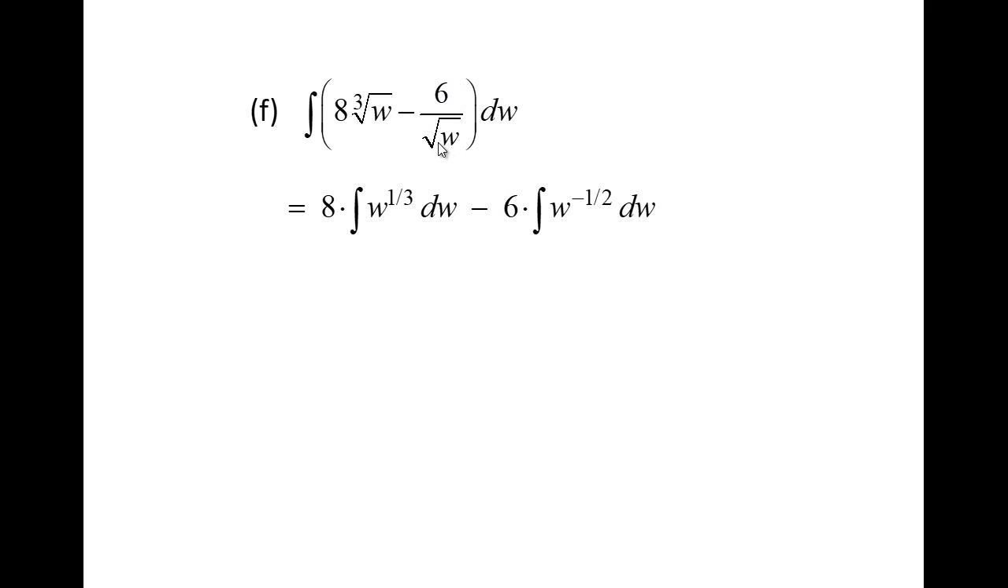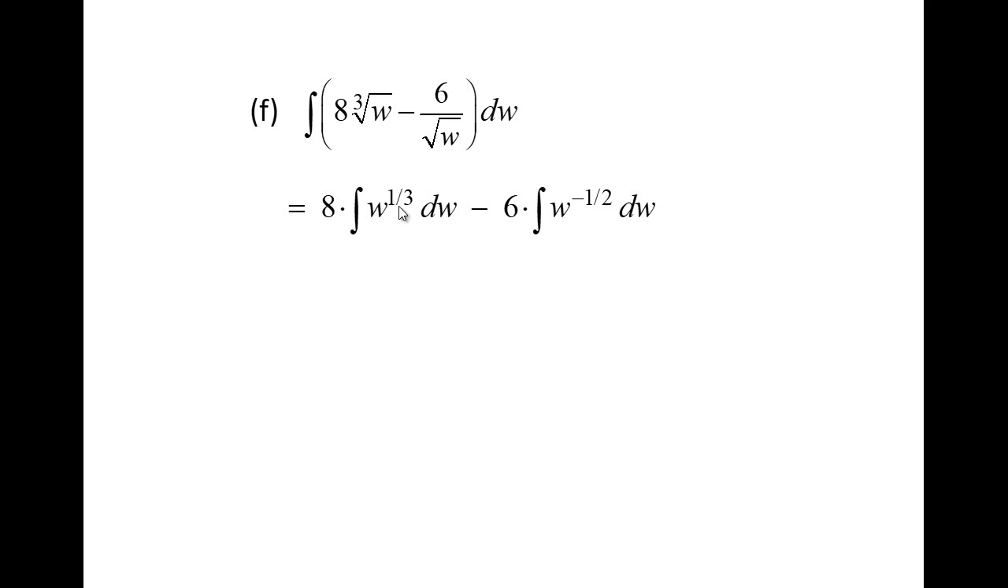And then root of w is the same as w to the power half. So we have 1 over w to the half, which can be rewritten as w to the negative half. So basically we have 8 integral of w to the power 1/3, since cube root of w is the same as this, and then minus 6 integral of w to the negative half dw. Okay, so now at this point we can apply the power rule again.